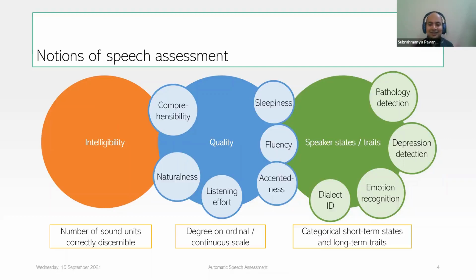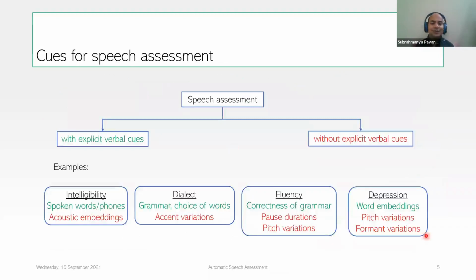Another line of distinction we can draw is by using verbal and non-verbal cues. So the cues associated with speech assessment can be of two kinds, which are explicitly verbal and not explicitly verbal. In this thesis, we refer to textual cues such as word or phone transcriptions as explicit verbal cues. And the term paralinguistic aspects, or everything else, such as acoustic properties, as non-explicitly verbal.